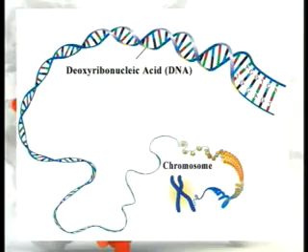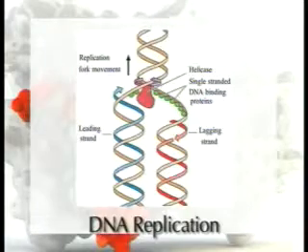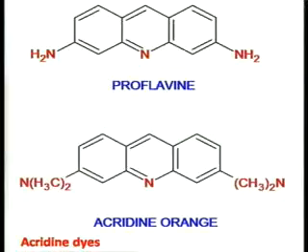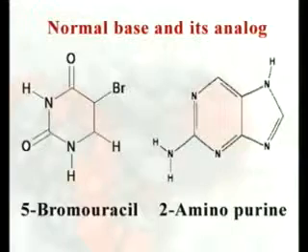A number of chemicals are mutagenic in nature and are grouped into two classes. Number 1, chemicals that can cause mutation to both the replicating and non-replicating DNA. Some of the examples of this class of chemicals are nitrous acid, alkylating agents, etc. Number 2, chemicals which can cause mutation to only replicating DNA, such as acridine dyes and base analogues. Now, what are these mutagens?